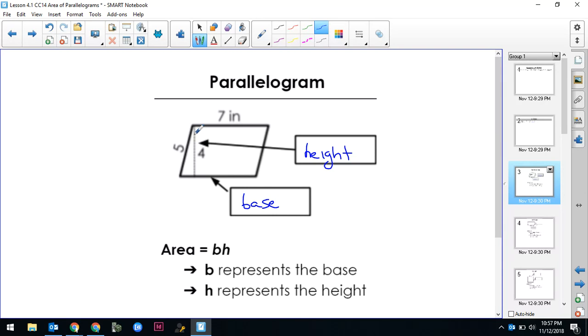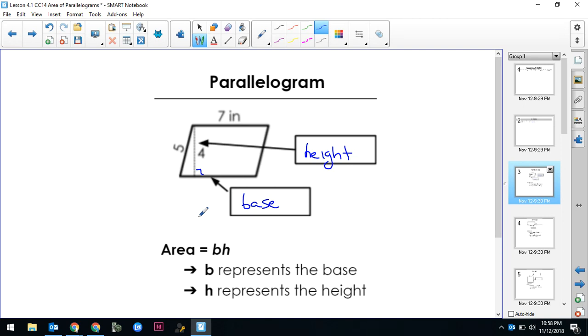That's like going to the doctor's office and slouching over when they're taking your height. We can't use that. We need to add in a line, and that line is going to meet the base at this nice 90-degree angle. So it's perfect. It's nice and straight, just like when you're at the doctor's office. And so we call that the height.